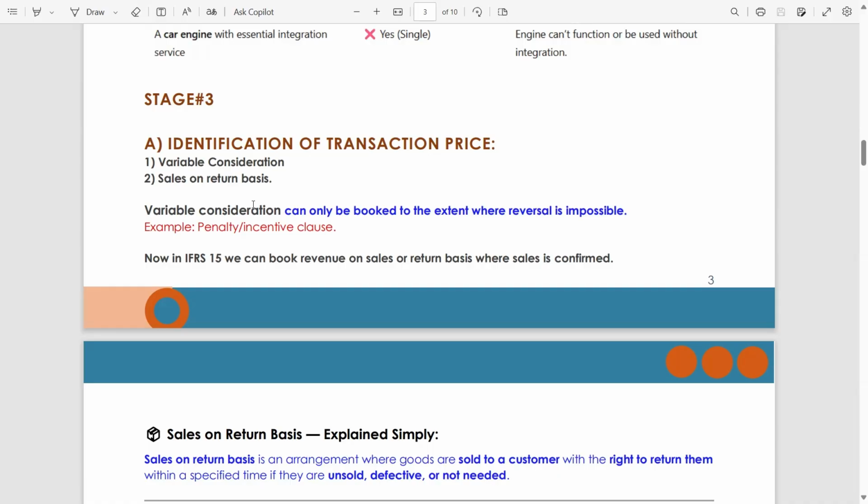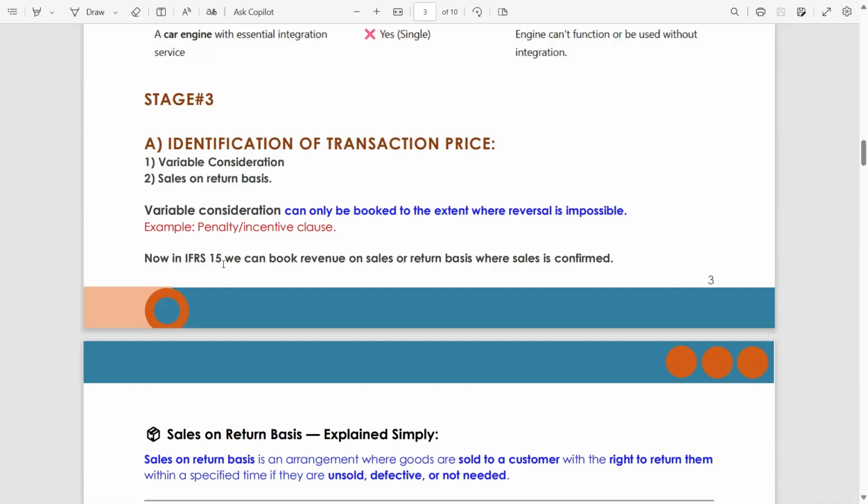Also, if the customer says that if you delay the construction, then you will be penalized, in that case, if the reversal is impossible, then you will have to book the variable consideration. There is one more important point. Non-monetary considerations will always be recorded at fair value. Non-monetary consideration means consideration other than cash.